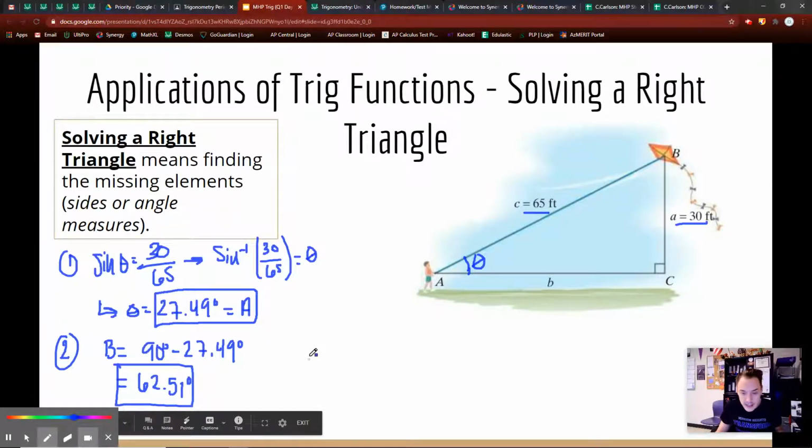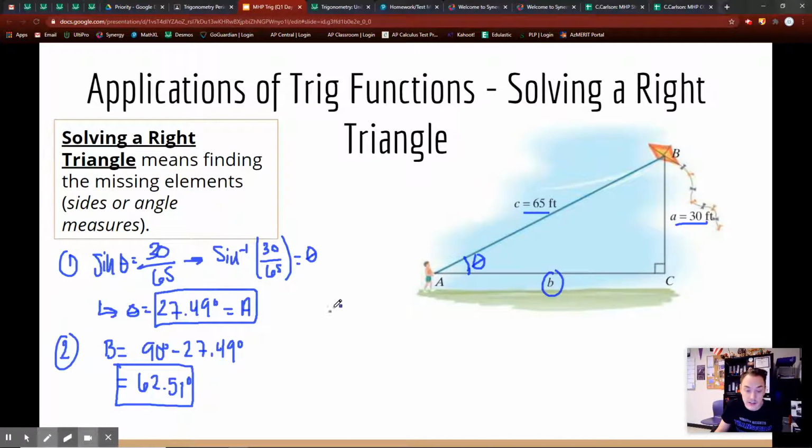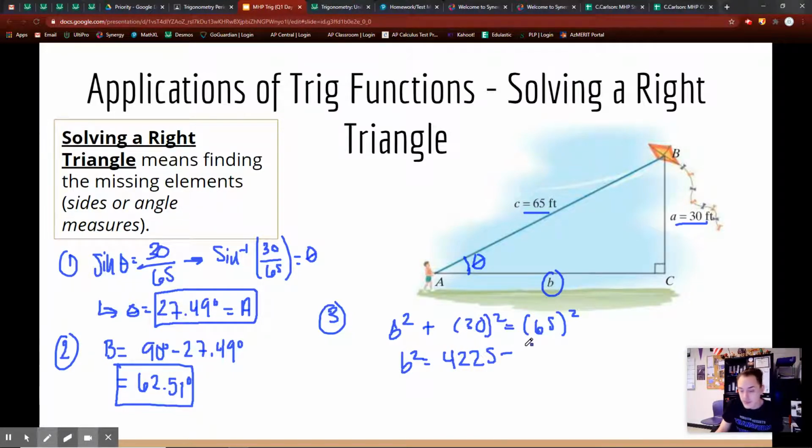Now, my third thing that I need to find is my last side length. So this is 3. I need to find the last side length. I found A, I found B. I need to find my B side length. And that is a straight up Pythagorean theorem, guys. B squared plus 30 squared, we're going to find out, equals 65 squared. Okay, this is B squared equals, and then this 65 squared is 4,225 minus 30 squared, which is pretty easy, 900.